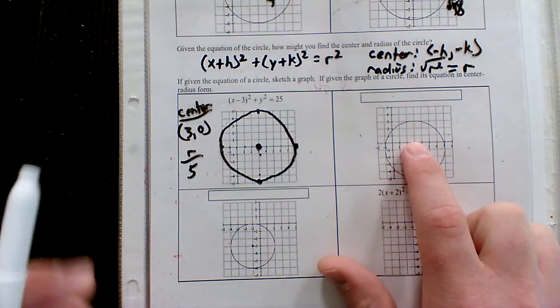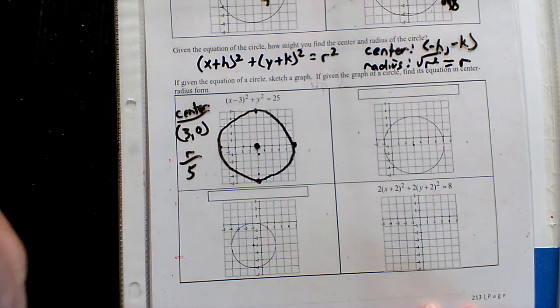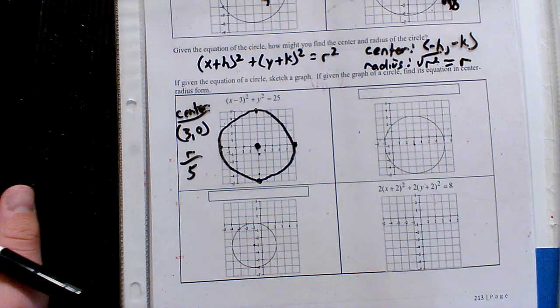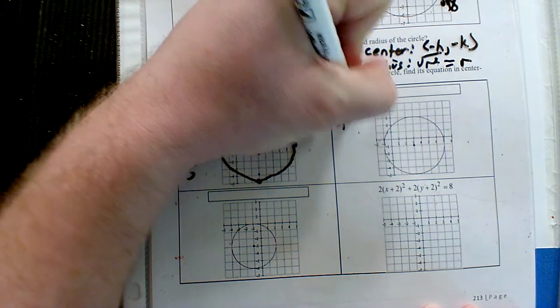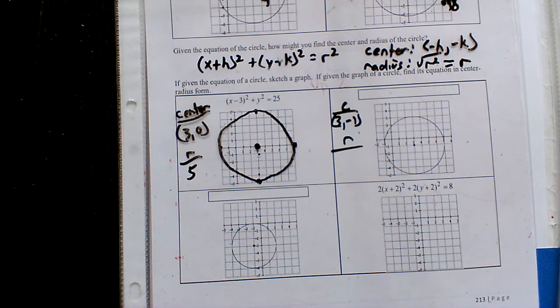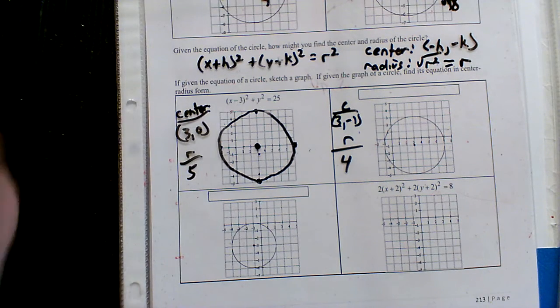Alright, let's try the next one over here. This one, they give you the circle, but they do not give you the equation. So we need to figure out what the center is and what the radius is. So, what is the center? Who can tell me what the center is? 3, -1. That is your center. What about the radius? Who has the radius? Radius is 4. Is that enough information to create our equation now?